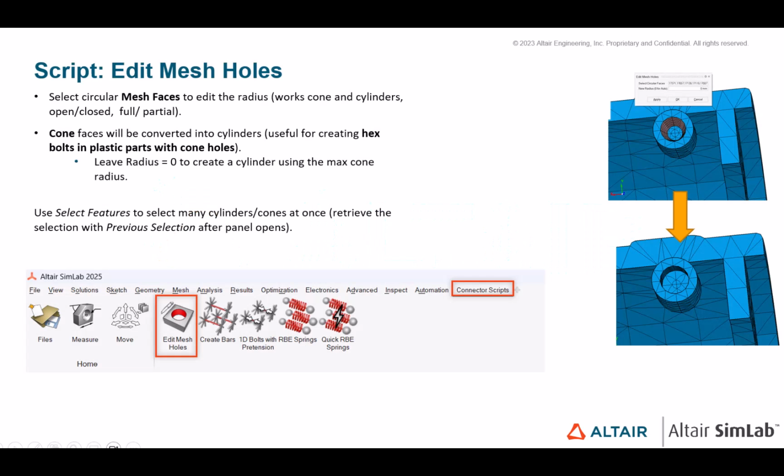This script allows the simultaneous conversion of multiple conical faces into cylindrical faces. It is particularly useful for creating solid bolts and plastic parts that feature conical holes in the CAD model.